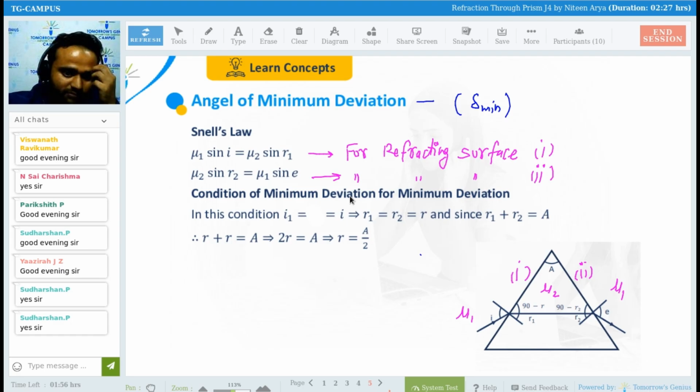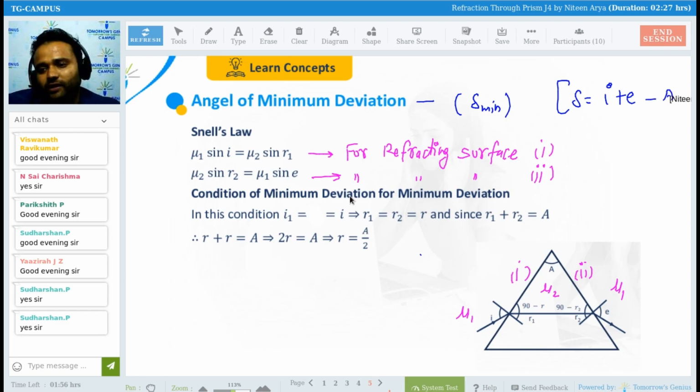First of all, from the previous page, we know angle of deviation is I plus E minus A. Is this clear, everyone? That we found in the previous page. So in what particular condition can we get the angle of minimum deviation? This is going to be minimum when the angle of incidence is equal to the angle of emergence, and R1 is going to be R2.